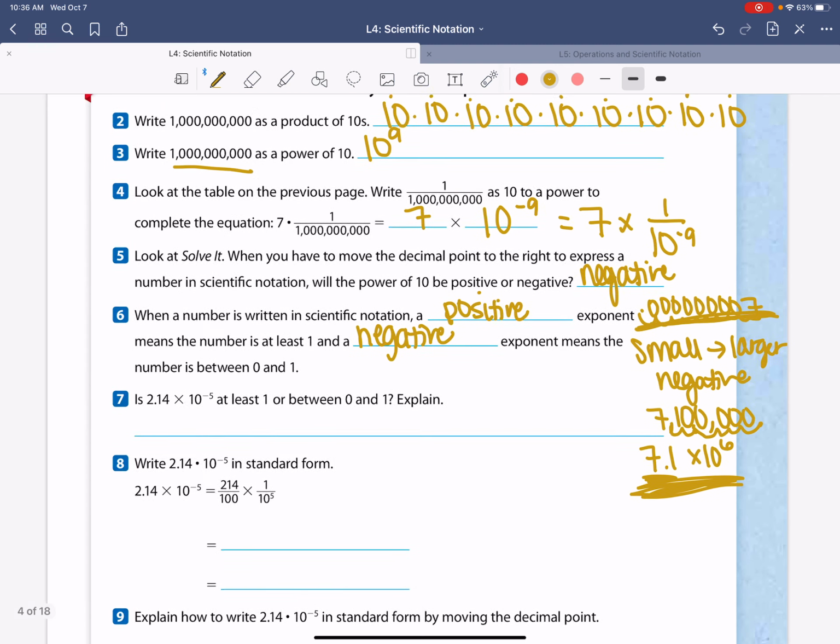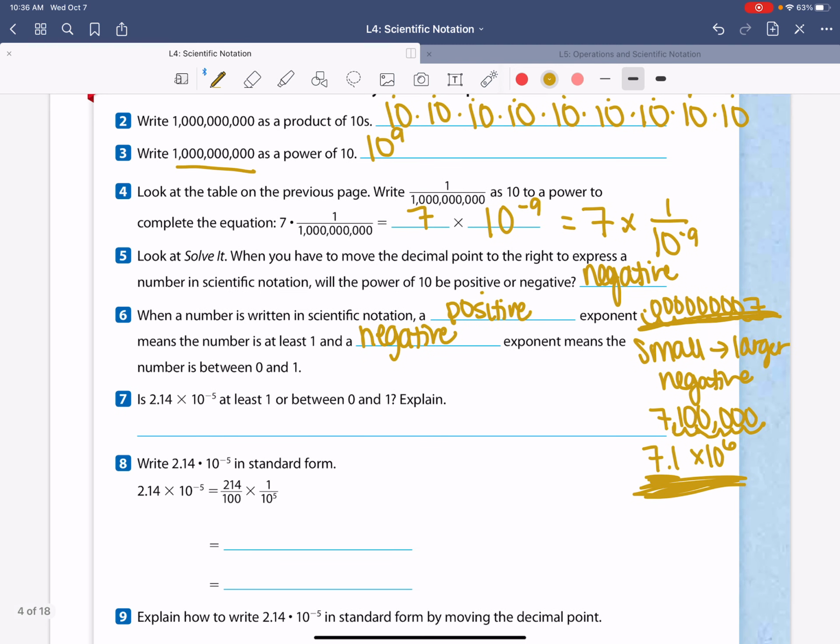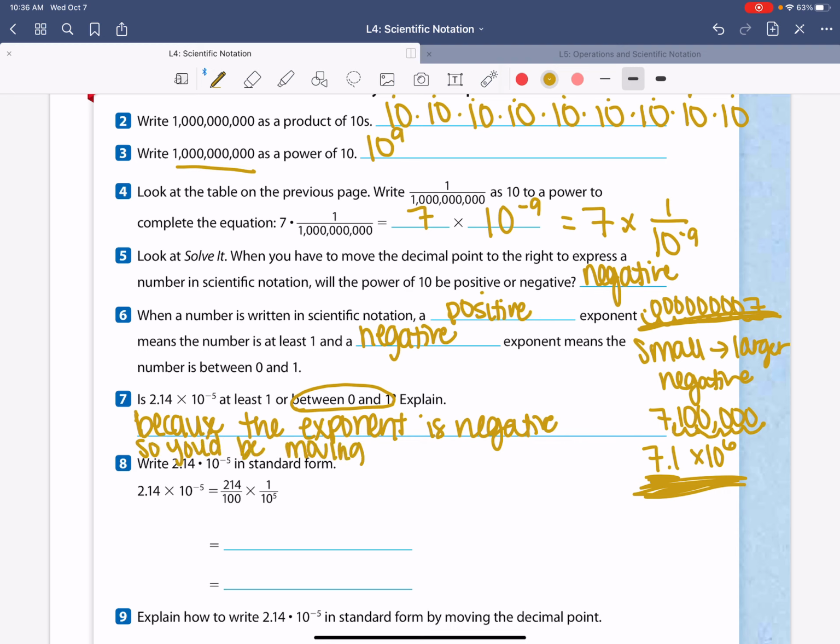Number 7 is 2.14 times 10 to the negative 5th. Is it at least 1, or between 0 and 1? It's going to be between 0 and 1 because the exponent's negative. Of course, we just learned that. So you'd be moving the decimal 5 places to the left.